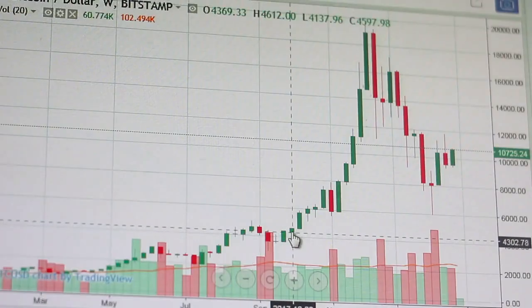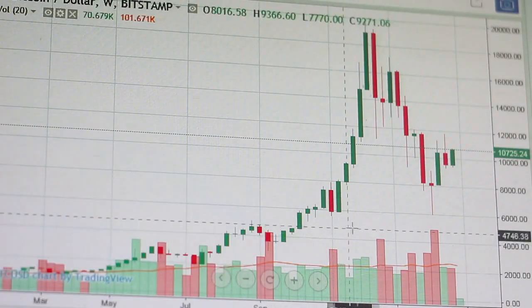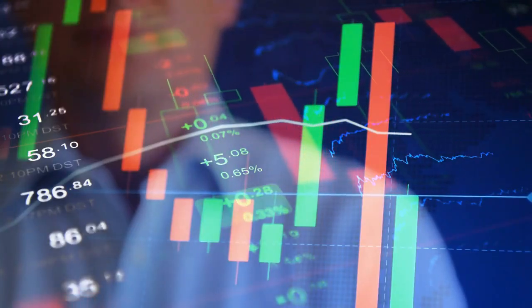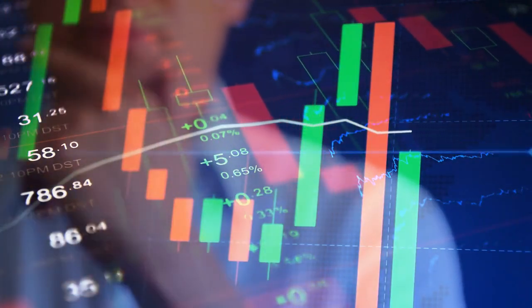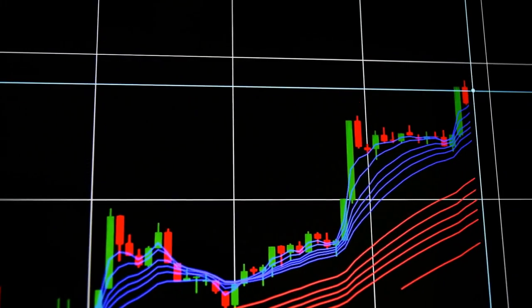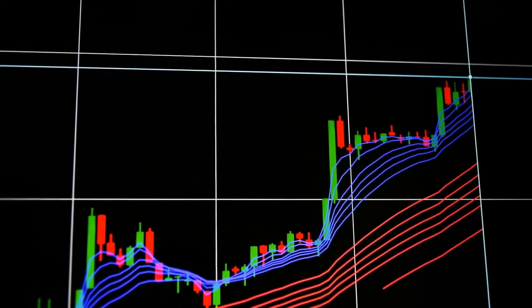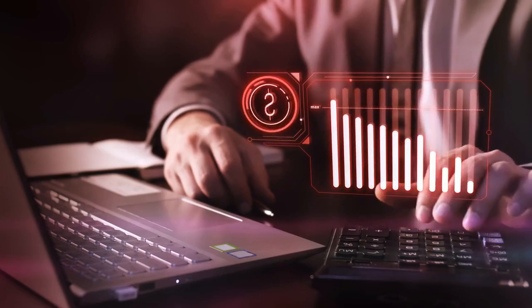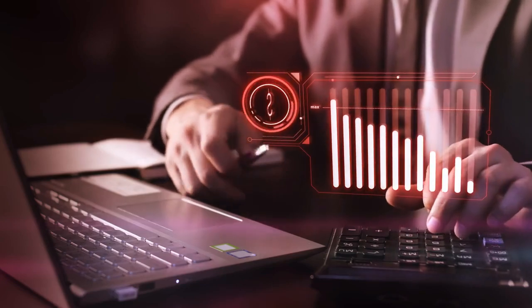Let's start with step 1, market structure. Now, I know what you're thinking. I already know this. Uptrends, downtrends, higher highs, lower lows, blah blah blah. But what if I told you that you've been doing it wrong this entire time? Let me show you where most traders mess up, and how you can avoid falling into the same trap.